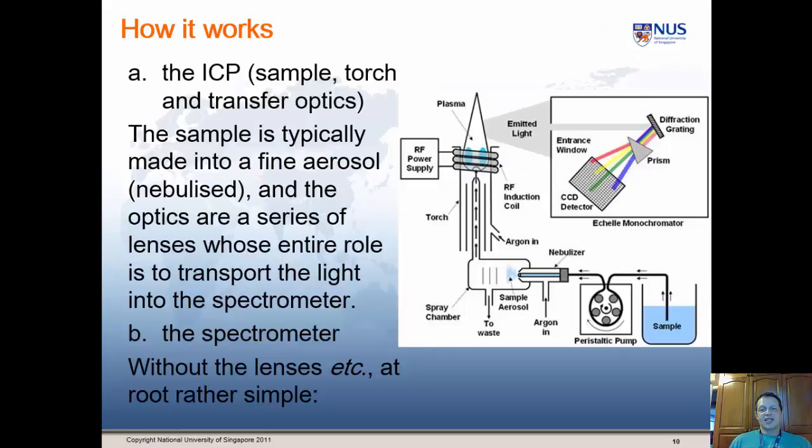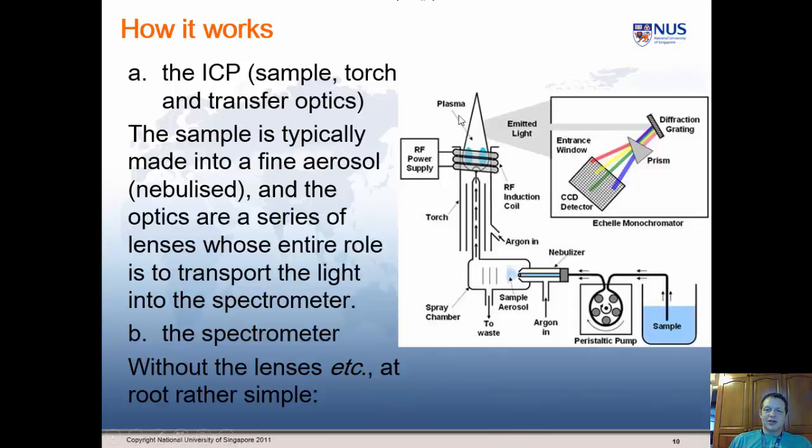So on this slide we see a schematic diagram of the torch we were just talking about here, with its radio frequency power supply and the flame-like shape of the plasma, and you can see that the sample, which is an aqueous solution of the salt, is pumped at a constant rate into a nebulizer, and a portion of that sample is then introduced into the heart of the plasma.